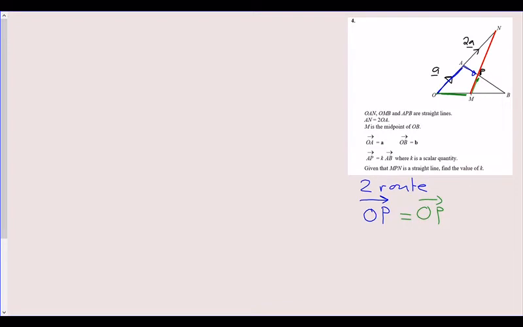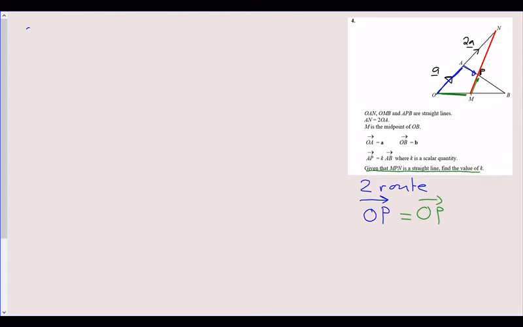Part of the clue for that in this question was this here, where it said M, P and N is a straight line. So I've put that vector in there to make it clearer on the diagram, that I'm going to be finding ultimately MP as being a fraction of MN and so on. Okay, let's focus on the blue route first.